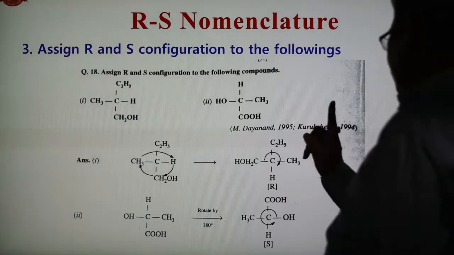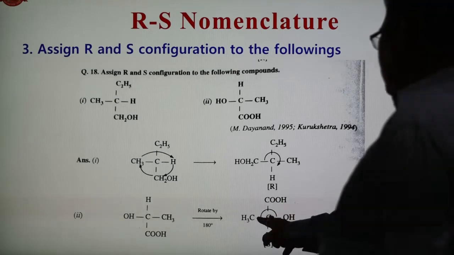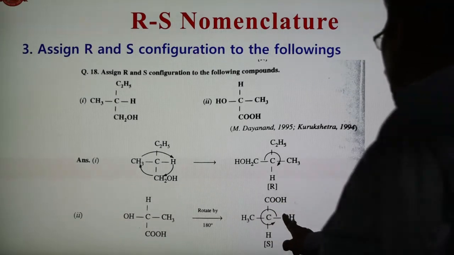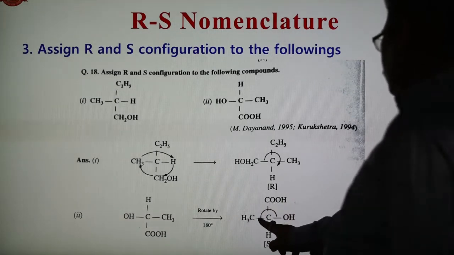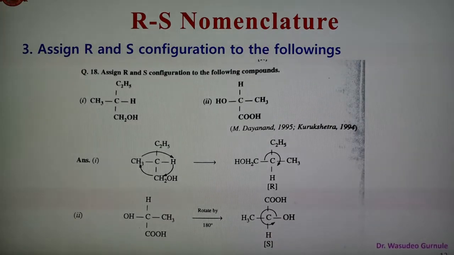Now oxygen is 1, carbon is second because this is attached to oxygen. This carbon has only hydrogen. So this is 1, this is 2, this is 3, and so 1, 2, 3 in this way. So now it is anti-clockwise, that is toward the left, and therefore this configuration is S, sinister. So the first compound has R configuration, the second has S configuration.